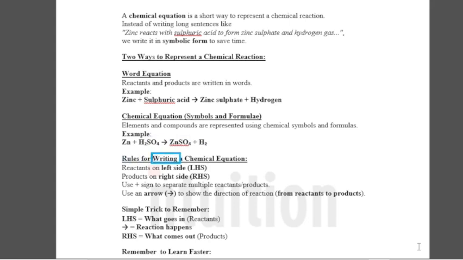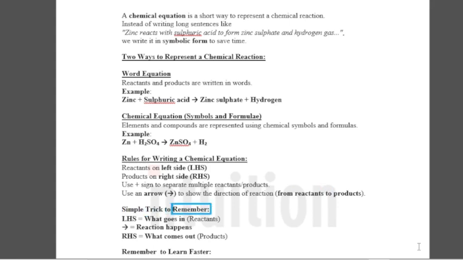Rules for writing a chemical equation. Reactants on the left side, LHS. Products on the right side, RHS. Use a plus sign to separate multiple reactants and products. Use an arrow to show the direction of the reaction from reactants to products.